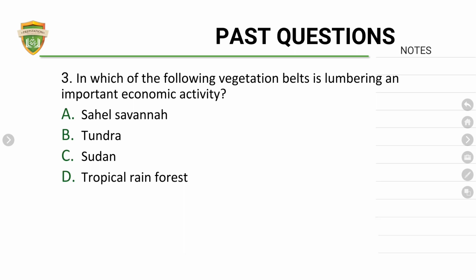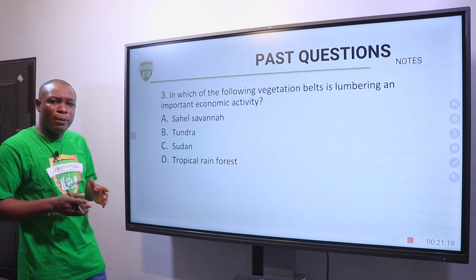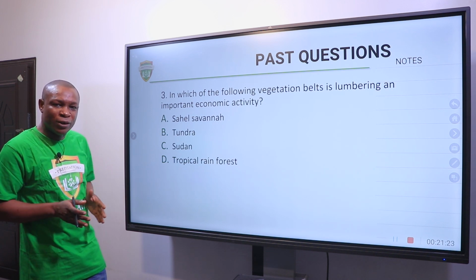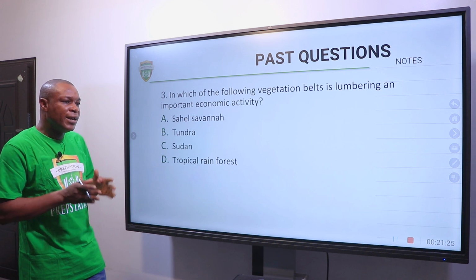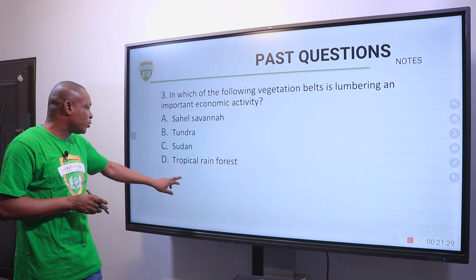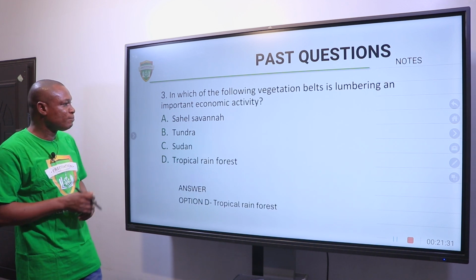Number 3, in which of the following vegetation belts is lumbering an important economic activity? A, savanna, B, tundra, C, Sudan, D, tropical rainforest. Lumbering has to do with cutting down of forest trees. So of course, this can only happen in the tropical rainforest. So the right option there is D.